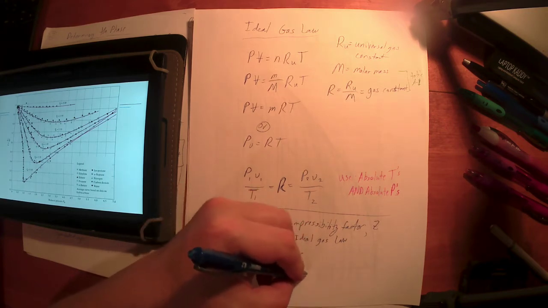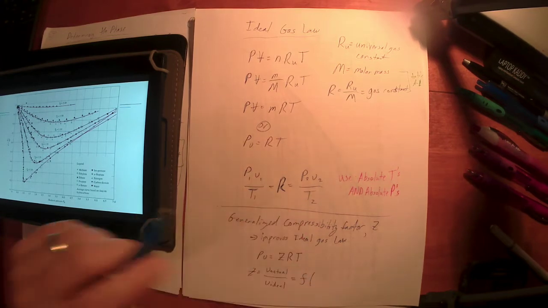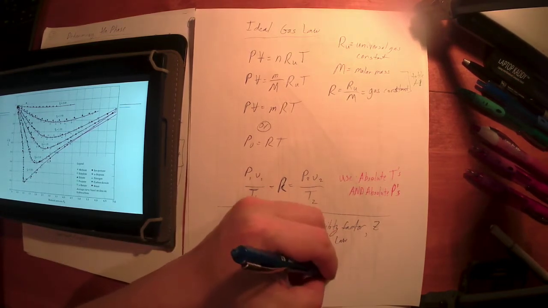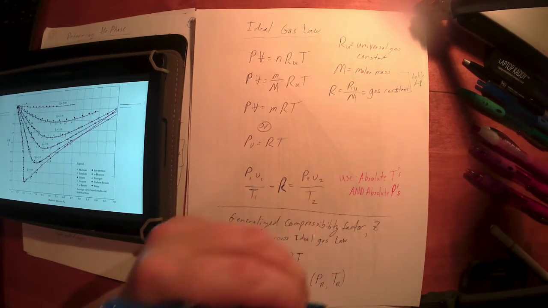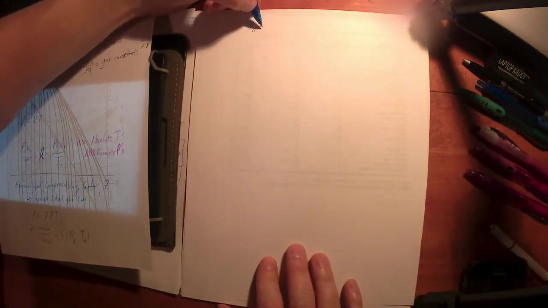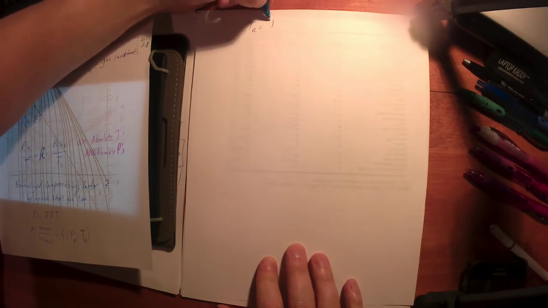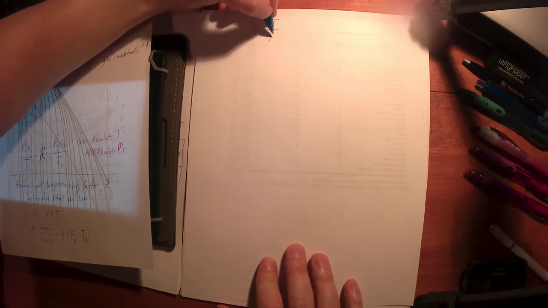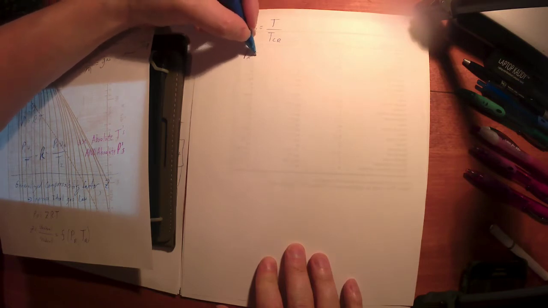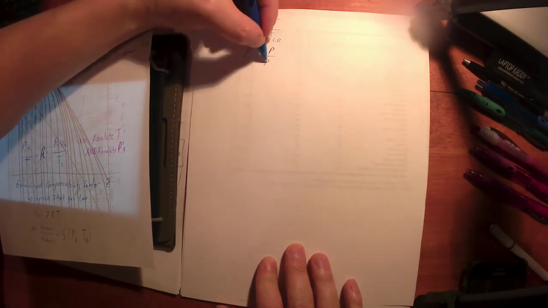This Z value, as we saw on this chart here, is going to be a function of what we call the reduced pressure and the reduced temperature. Now, those reduced values: the reduced temperature is going to be the temperature divided by the critical temperature, and the reduced pressure is going to be the pressure divided by the critical pressure.